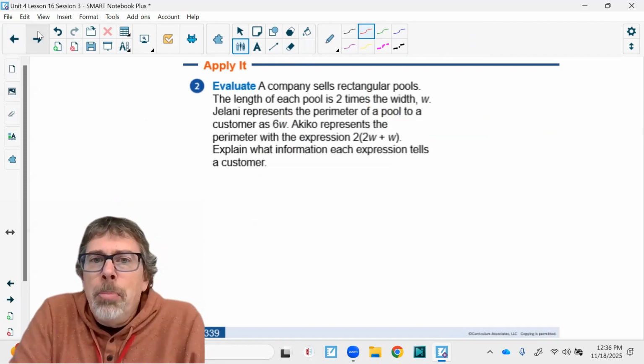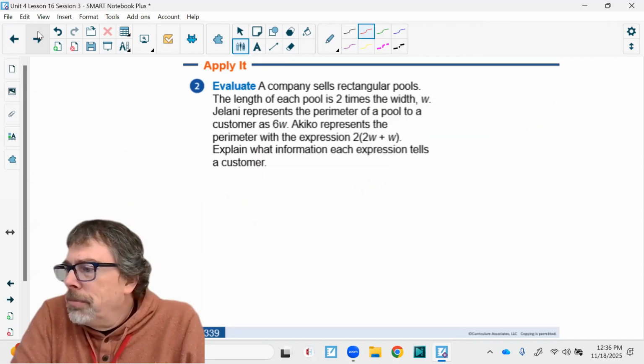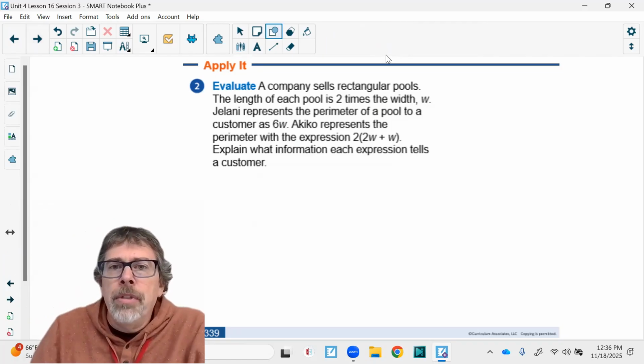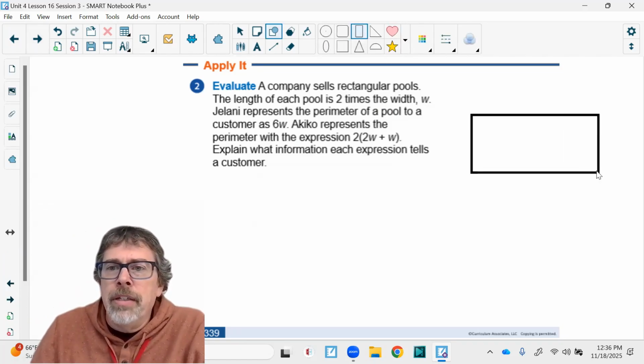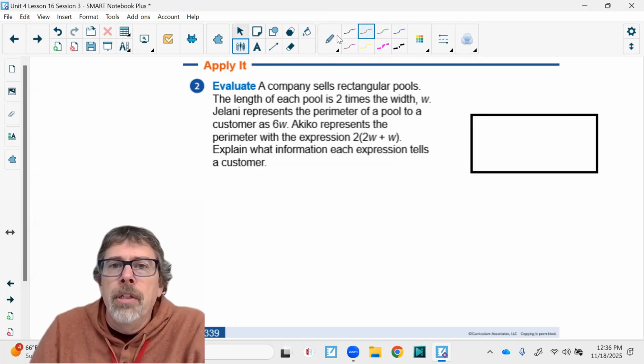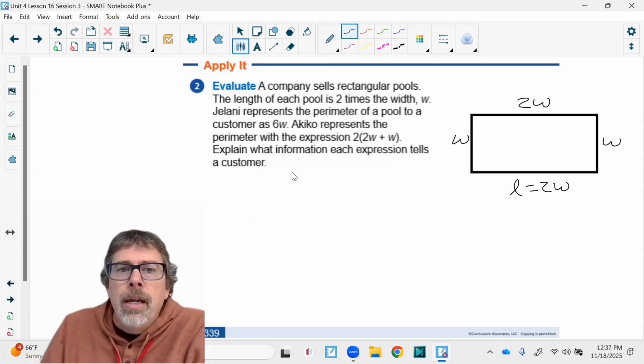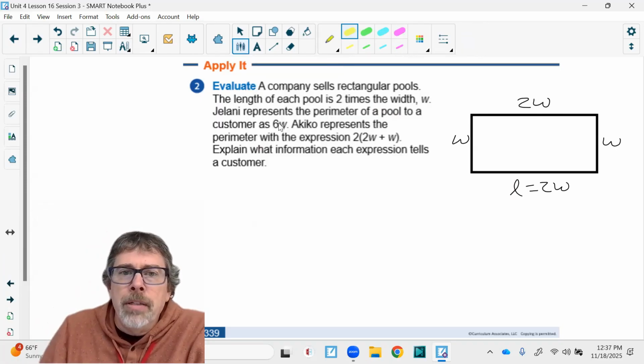2, evaluate. A company sells rectangular pools. I always like to draw diagrams, so here's my rectangular pool. The length of each pool is 2 times the width. So if this is W, L equals 2W. I could call this 2W and this W. Jelani represents the perimeter of a pool to a customer as 6W. That makes sense.